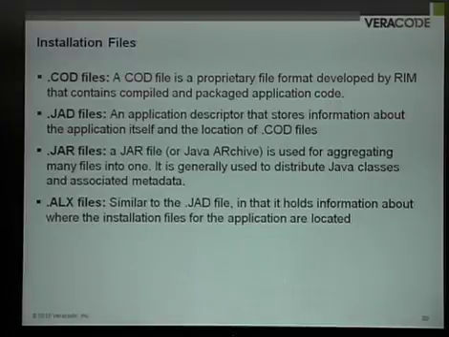So the installation files themselves are the code files. It's a proprietary format developed by RIM. Contains the compiled and packaged application code. We have the JAD files, which is essentially a descriptor that provides pointer and metadata information about the code file, holds a URL pointer and other items. That one's required for over-the-air installation. We have a jar file, which is exactly like a Java jar file. It's the same thing. Multiple classes, metadata, those types of things are in it. That's not required for the installation of the application.